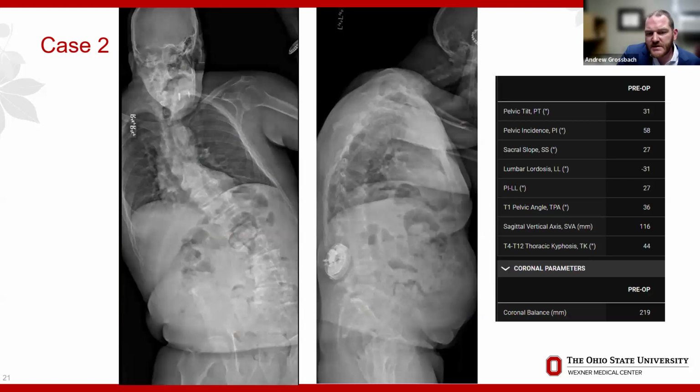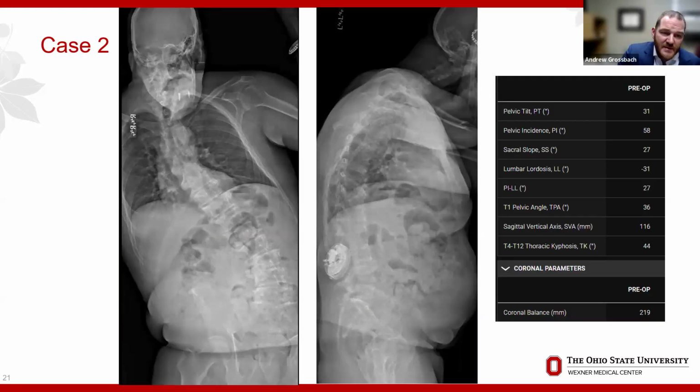Here's his scoliosis x-rays and his numbers. So you can see his pelvic tilt's a little high at 31. His PI-LL mismatch is a little high at 27. His SVA is almost 12 centimeters. And then his coronal balance is off about 22 centimeters to the right.